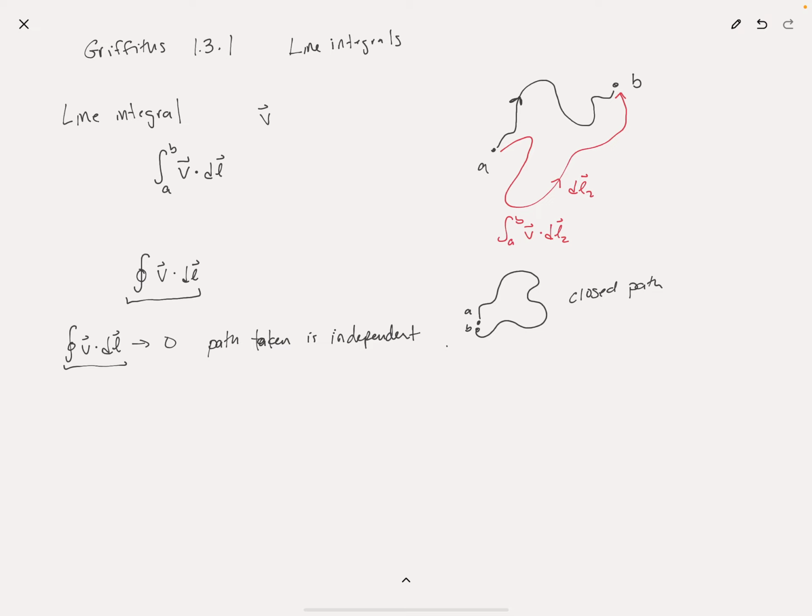You may not have known, but in the case of things that are conservative, forces that are conservative, if you take this integral along different trajectories in some force field, you'll find that it doesn't matter the path you take. Okay, so let's go ahead and do an example here.